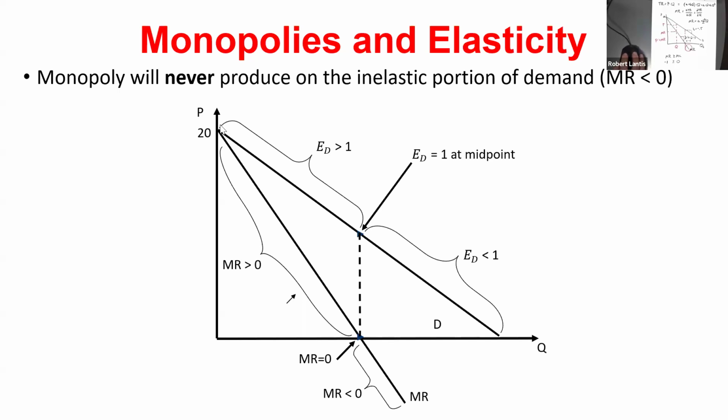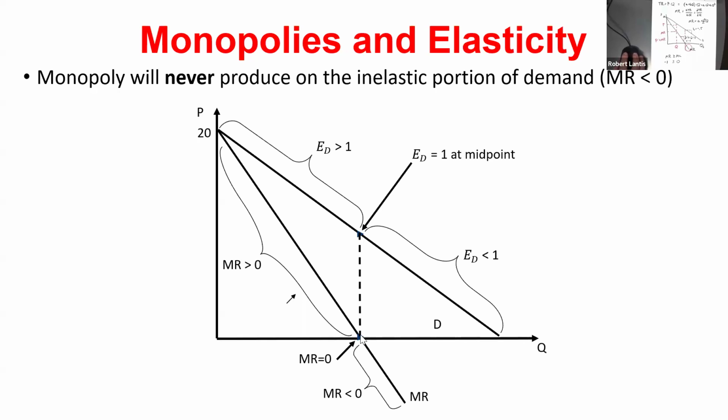What's going to end up being true in that range, for all the quantities where demand is elastic, if we lower the price and sell a high number of units, that output effect will be larger than the price effect, and our marginal revenues will be positive.